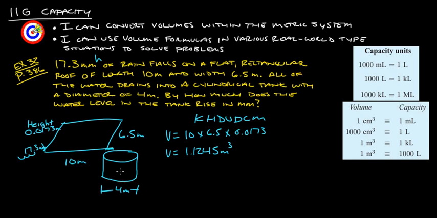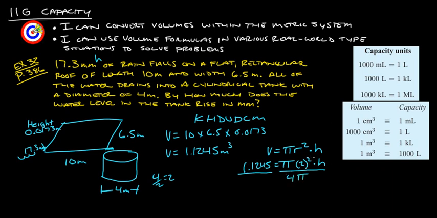So the volume of a cylinder equals pi r squared, the area of the base, times the height. We know that the total volume that's going to fit in that is this 1.1245, so let's put 1.1245 in for the volume. That's going to equal pi times the radius, which is half the diameter. 4 divided by 2 gives us 2, so the radius is 2, squared, times the height. So basically what we need to do is divide both sides by 4 pi, because those will reduce.